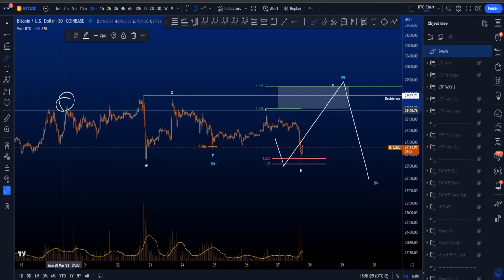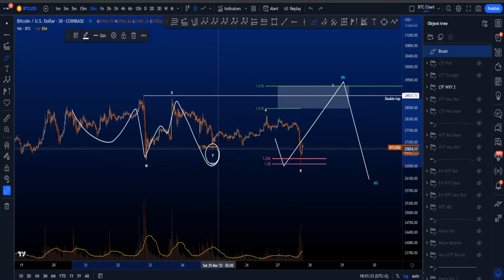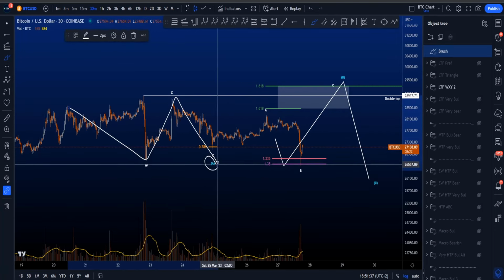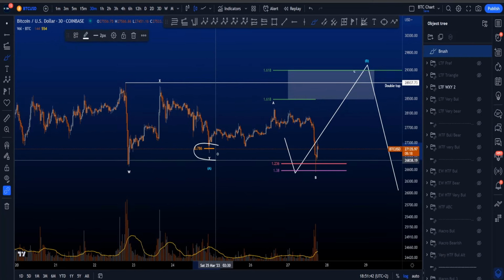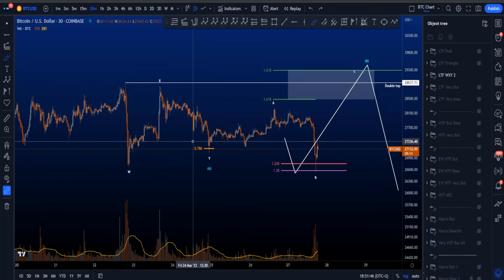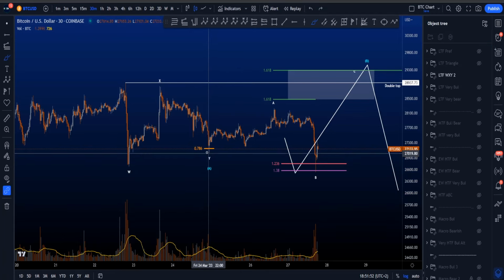again the wave 5 ending over here, followed by this W and X, but then wave Y ending over here. And this 3-wave structure is then a wave A. This is a legit target for a wave Y because it hit the 0.786. And in a WXY, each wave tends to follow up the other one between the 0.786 and the 1.382 Fibonacci. So the 0.786 is a legit target.